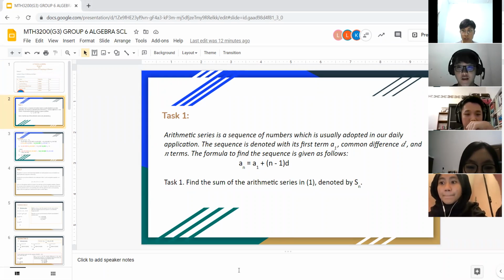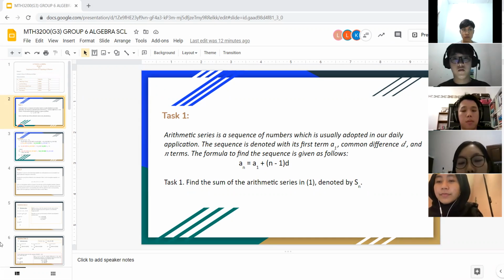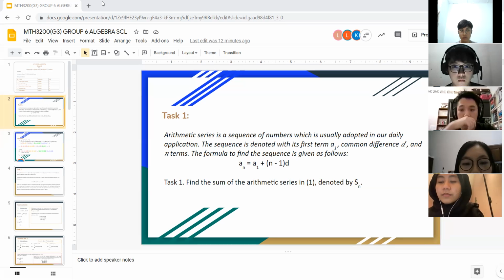So for the first task, Kelly will present. The first task question is about arithmetic sequence. The question gives the arithmetic sequence and its formula, and we need to find the sum of the arithmetic series, denoted by Sn.